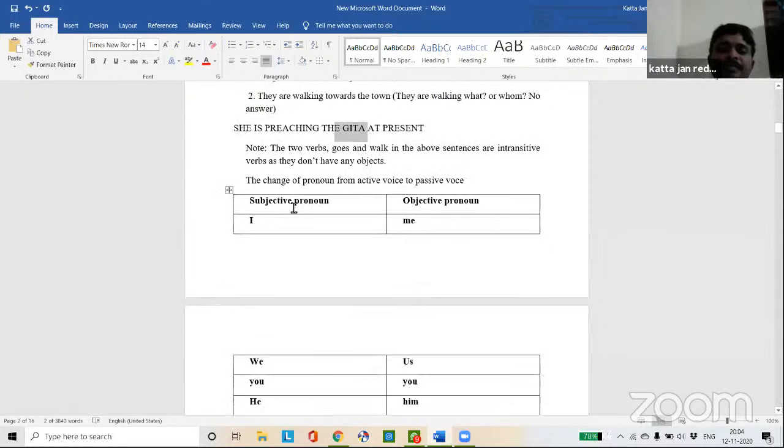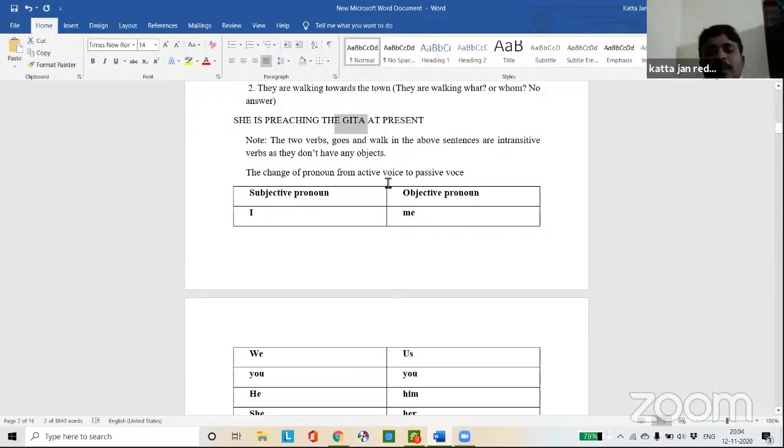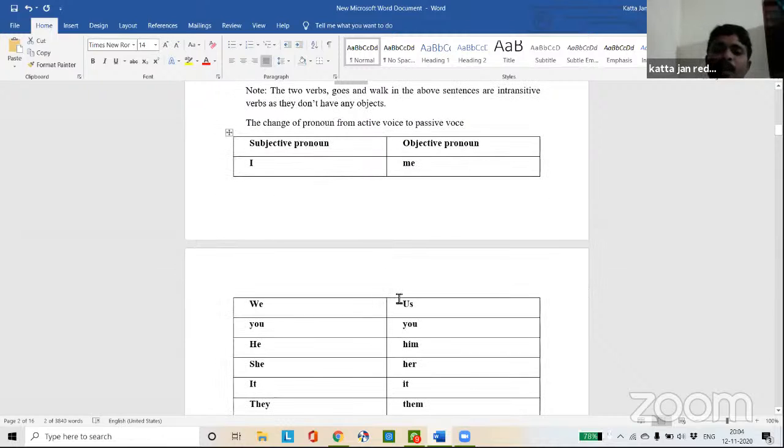Okay. Remember. Now the change of pronoun from active voice into passive voice. I think we have discussed this already when we discussed pronouns. Subjective pronoun, objective pronoun, possessive pronoun, reflexive pronoun. There are four forms of pronouns: subjective form, objective form, possessive form, reflexive form. Four forms we discussed. Subject I becomes me as object.